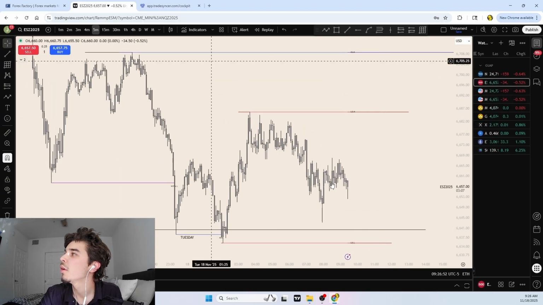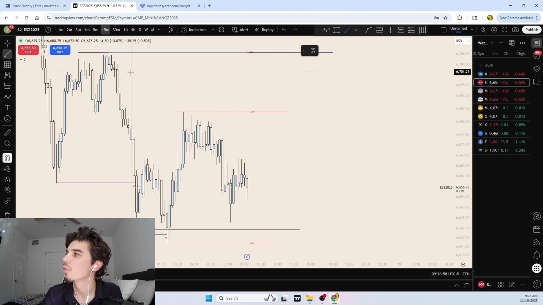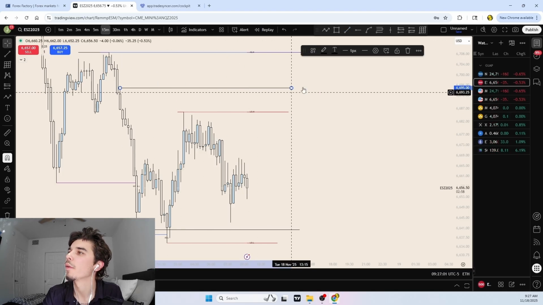And yeah, same thing on this one. I'm looking to take all this out one way or another, whether we manipulate higher first and do it, or whether we manipulate lower and then we can look for a possible rejection.